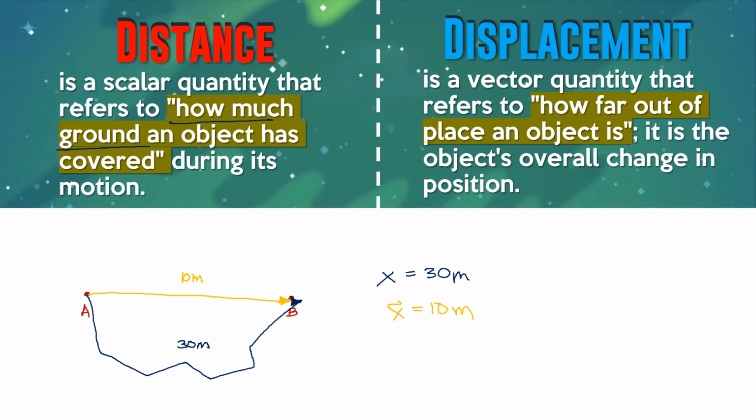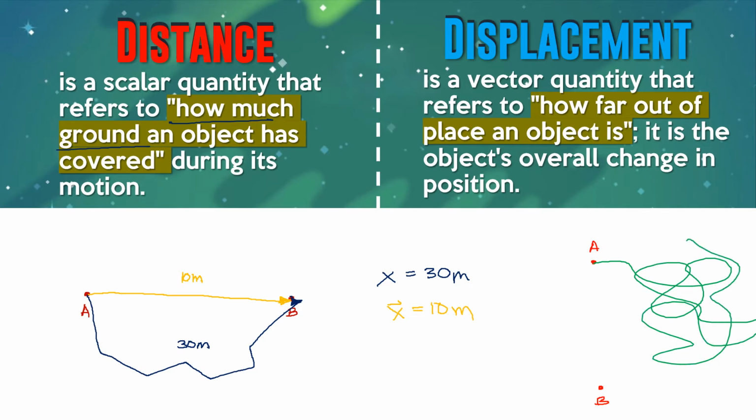Why? Because as per our definition here, displacement is a vector quantity that refers to how far out of place an object is. So, for example, we have here point A and then point B. And then from point A to point B, you move at a random direction. Halo-halo na. And then you go here. When you are asked what is the displacement of an object, it doesn't matter if labo-labo dito sa gilid. What only matters is the distance from point A to point B.